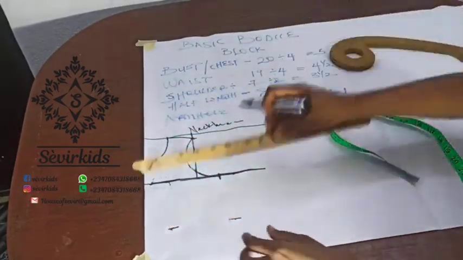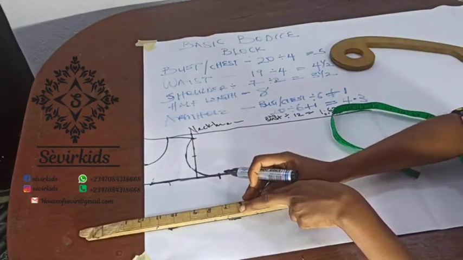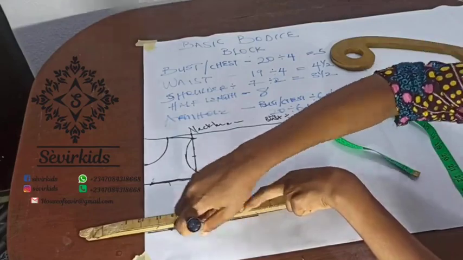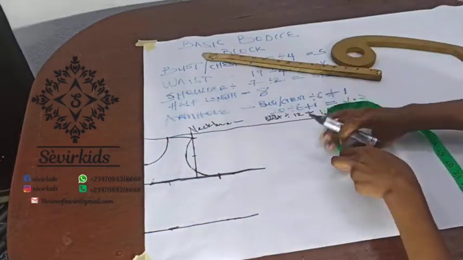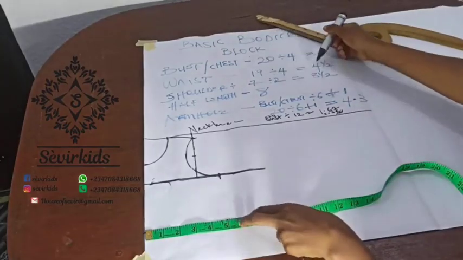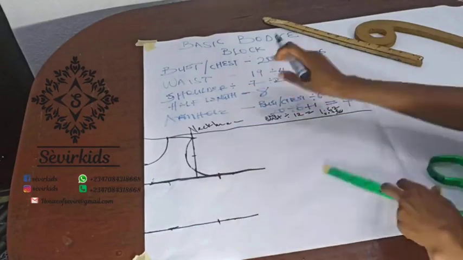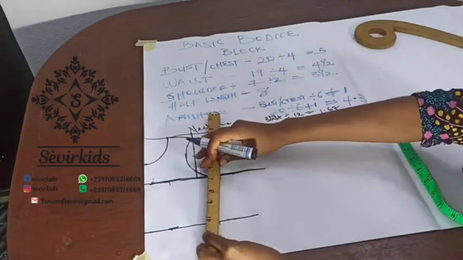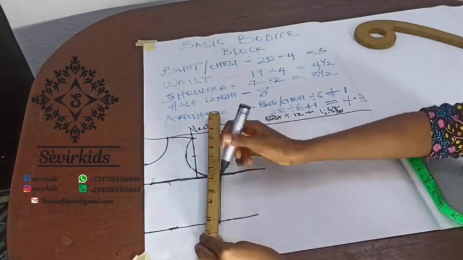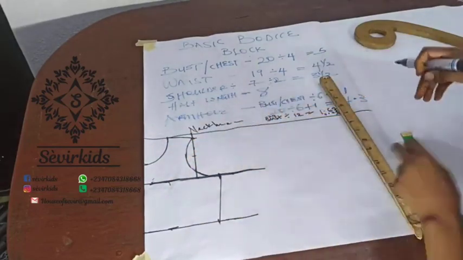And rule out. Then at your waist region, you have 19 divided by 4, which is 4.5. You mark it this way. And voila, we have patterned our half bodies. You can see it's very simple. This is how to pattern your basic half bodies.